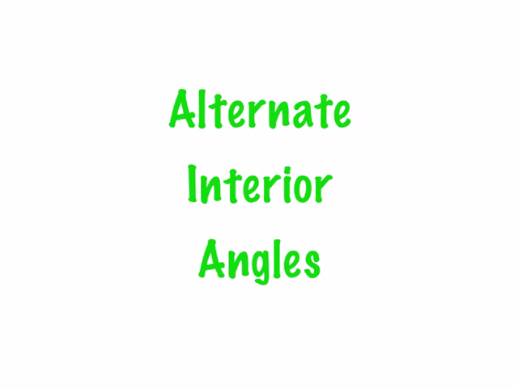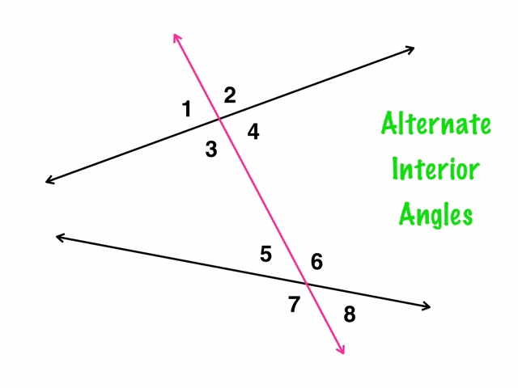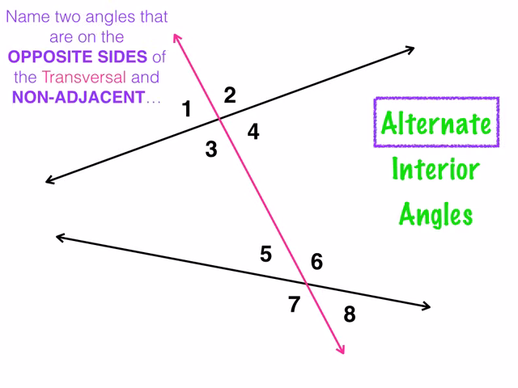On to our next pair, alternate interior angles. Let's break down the words again. Alternate. That signifies I need two angles that are on opposite sides of the transversal and non-adjacent. Remember, adjacent means next to each other. So non-adjacent would be two angles not next to each other. Interior. You know this one. Those are angles that are inside the two black lines.